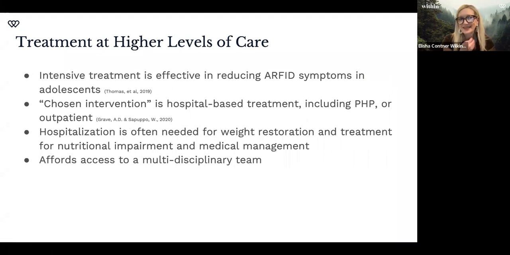Much of the research really highlighted treatment for ARFID at higher levels of care. It's especially important when it comes to reducing ARFID symptoms in adolescents for those that do have severe nutritional deficiencies or need to weight restore. Treatment at higher levels of care is especially important, again, when we need to focus on those elements, especially the resolution of nutritional deficiencies. Treatment at higher levels of care also affords clinicians the ability to do food exposures more frequently or for the purpose of reinforcement. And there is access to a multidisciplinary team.